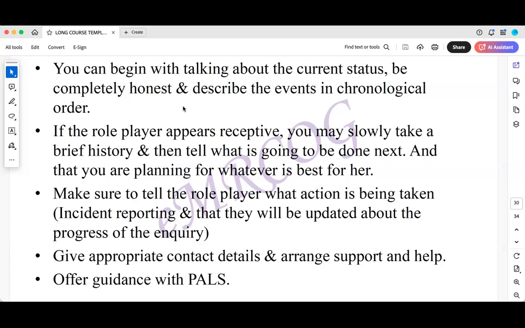advice and liaison service. Okay, this is an office in every hospital, a place where the patient can complain. So you have to help and facilitate the patient to go to PALS and complain. You have to say, that's your right, and I'm going to help you with the contact details of PALS and guide you. They can help you better in that matter, okay? So this is the most important point in the communication.